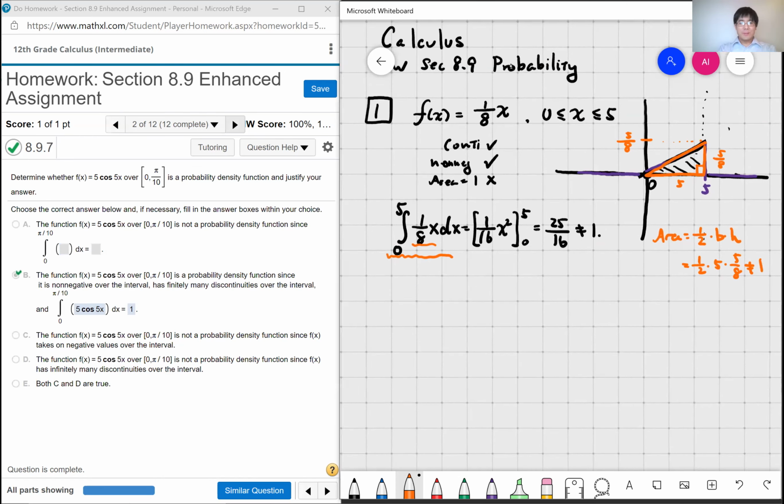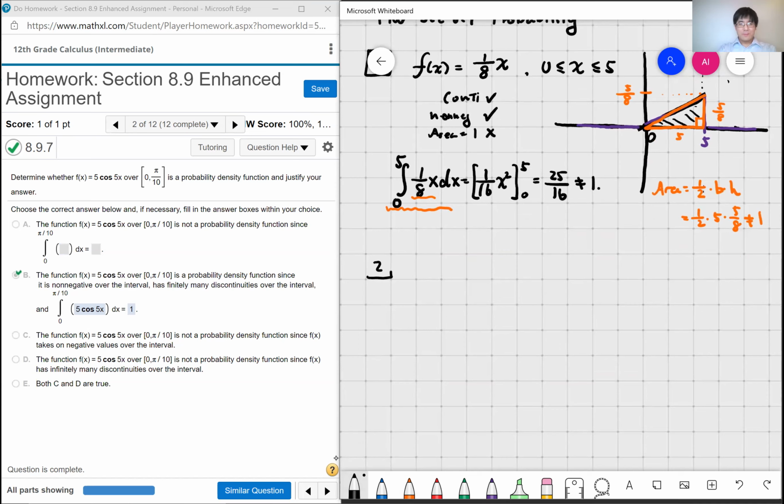Okay, move on to number 2. Determine whether the function f(x) is equal to 5 times cosine 5x on the interval of 0 through pi over 10 is a probability density function or not. Things to check are the same as in problem number 1. So we have to check it's continuous almost everywhere, must be non-negative in the domain, and the area under the curve must be equal to 1.